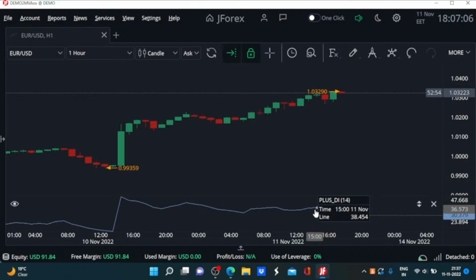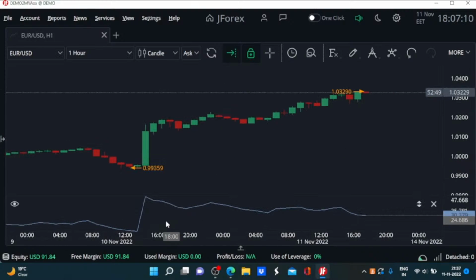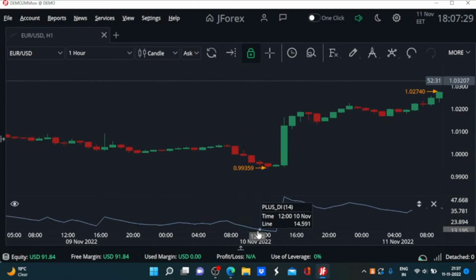Now coming to its uses, for figuring out the opportune time to get involved, we generally use 25 as a critical marking point. So when we have the output value of this plus DI above 25, that is generally considered strongly bullish. And if we have the output value of plus DI below 25, then that is more of an indication of the consolidation phase going on.